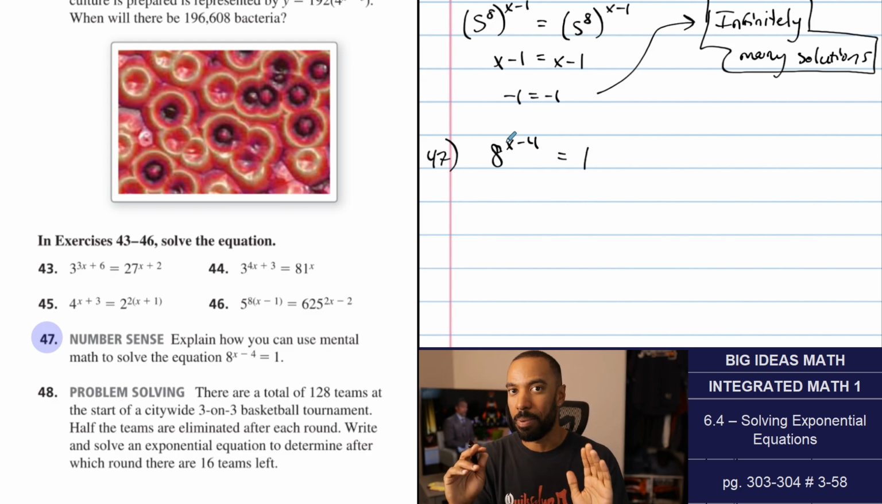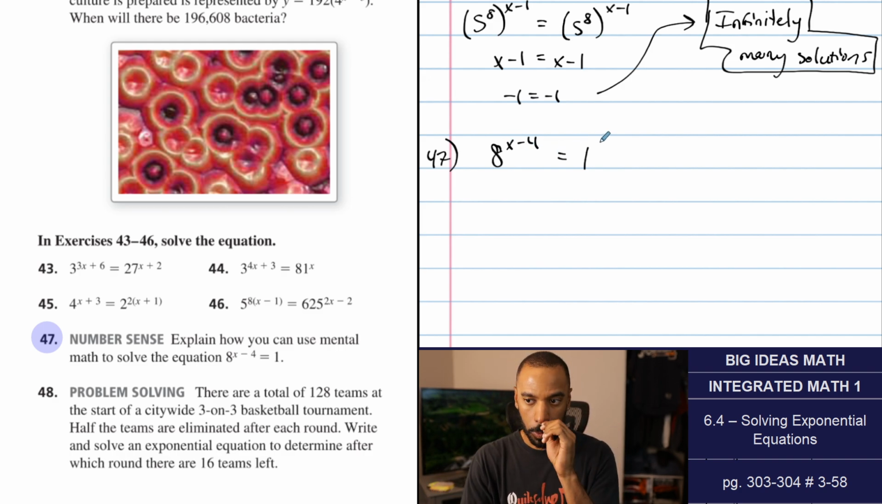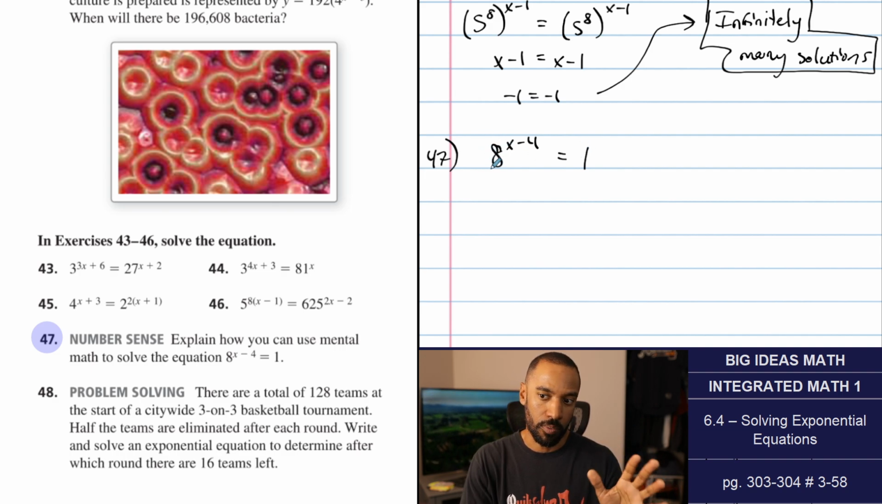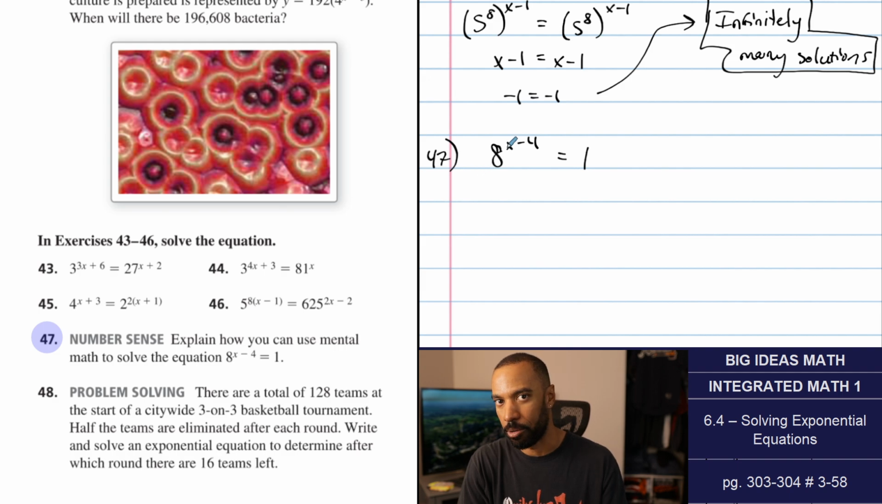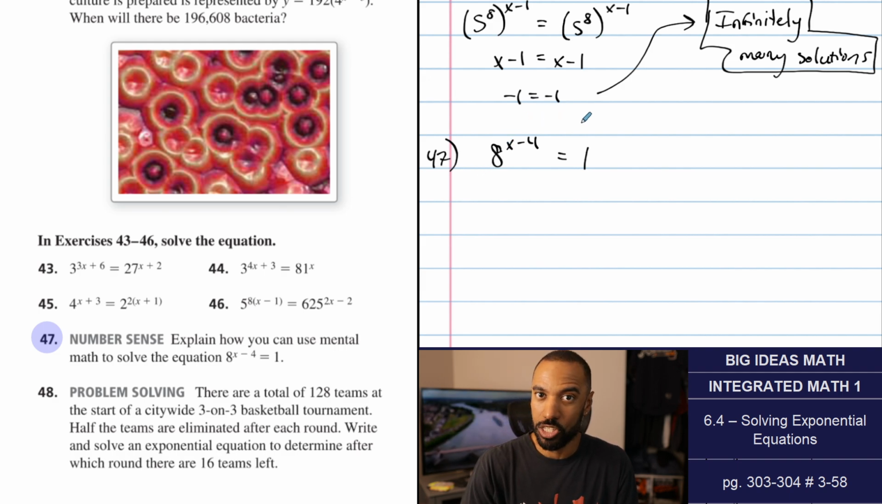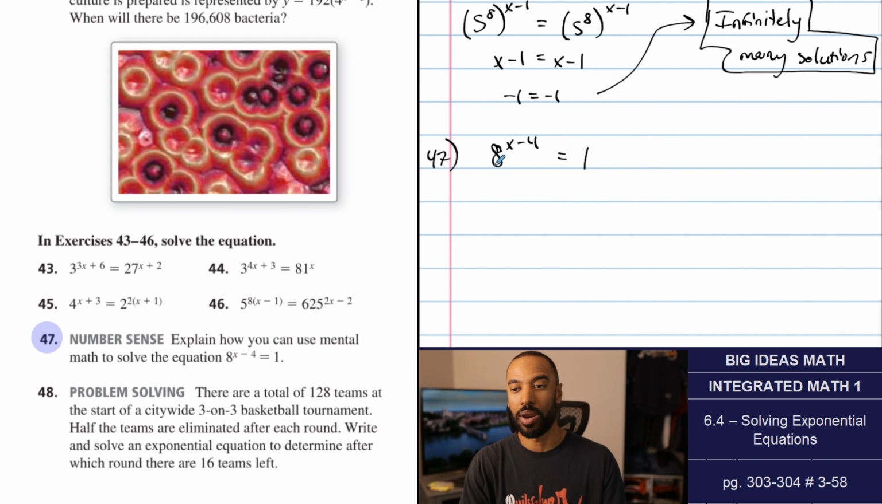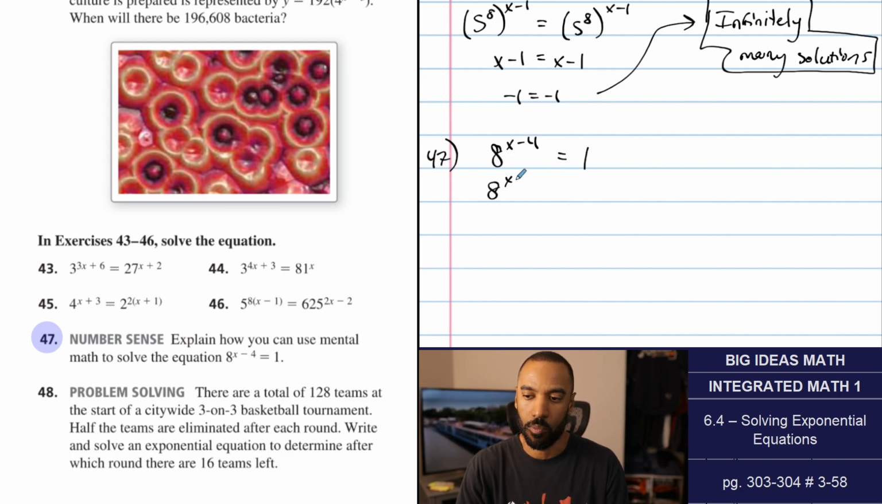Now, if your goal is base matching, I want to rewrite. Normally you rewrite the bigger number as something else. But I can't raise 1 to a power to make 8. But I can raise 8 to a power to make 1. I can raise any number to a power, except for 0, to make 1. I raise it to the 0 power. 8 to the x minus 4 equals 8 to the 0, right? I have to figure out what I plug in here to make this 8 to the 0.